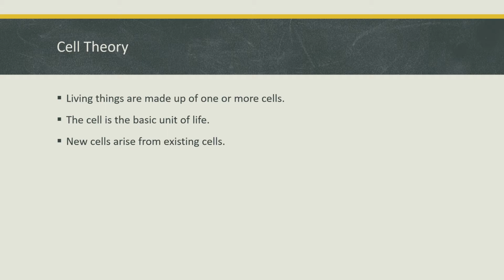Robert Hooke, a microscope enthusiast and a very colorful character, coined the term cell for the box-like structures he observed when viewing cork tissue through a lens. Two centuries and many advancements in microscope construction and lens advancement later, a botanist named Matthias Schleiden and a zoologist named Theodor Schwann proposed the unified cell theory, which states that living things are made up of one or more cells. The cell is the basic unit of life, and new cells arise from existing cells.